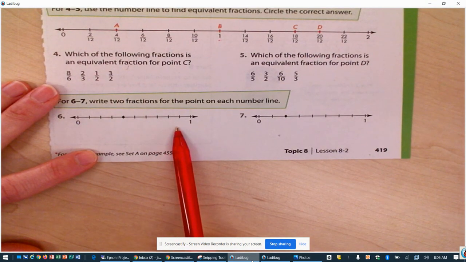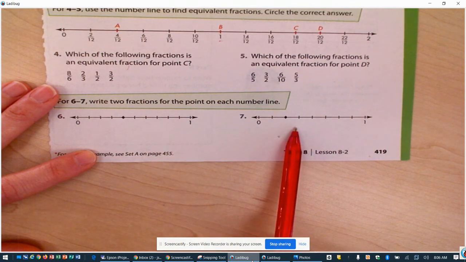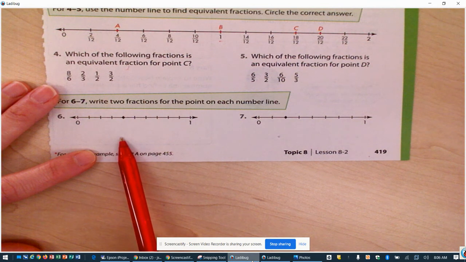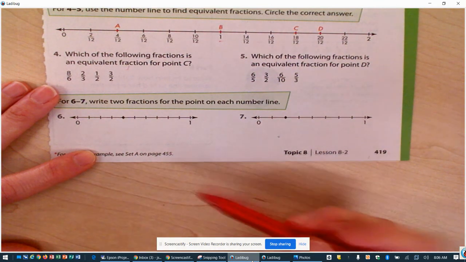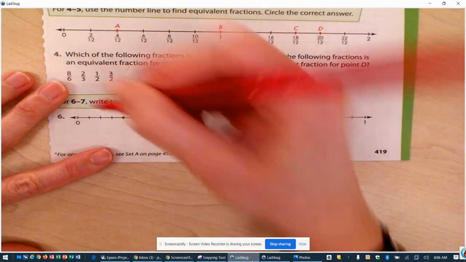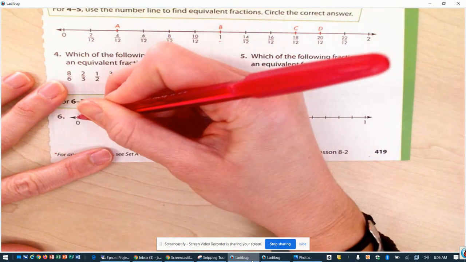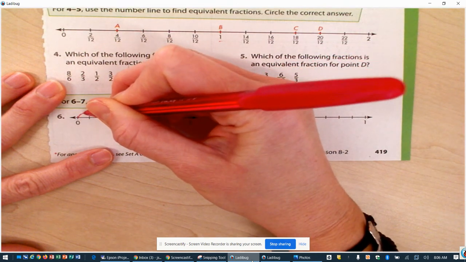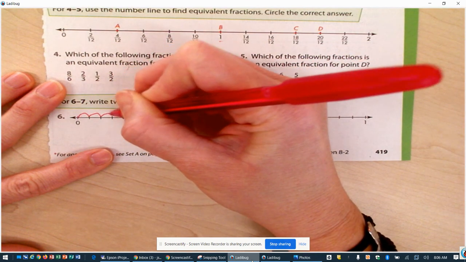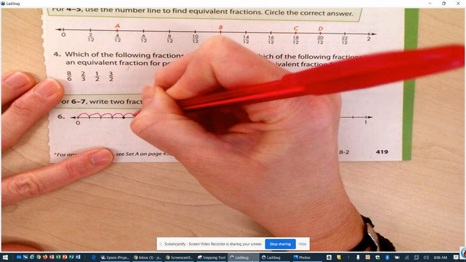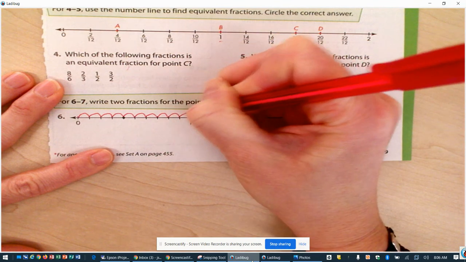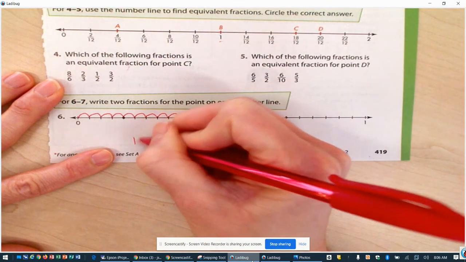And I'm going to do the first one with you, and then I'm going to ask you to help me out with number 7. So the first thing we want to do when we're given a number line is figure out how many pieces it's broken into, because we're working with fractions. So the best way to do that is to make these jumps, all right? So if you start at 0, you don't count 0 as 1. Obviously, it's 0. So you're going to count each time you jump. 1, 2, 3, 4, 5, 6, 7, 8, 9, 10. So we know that this is broken into tenths.